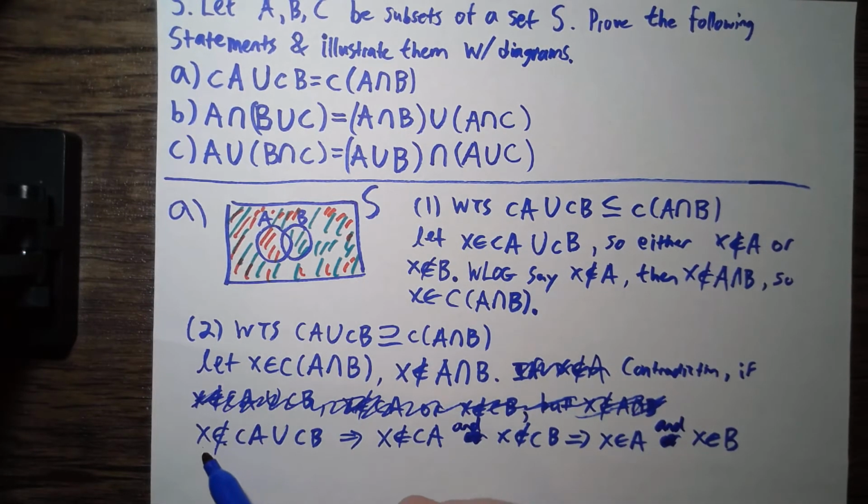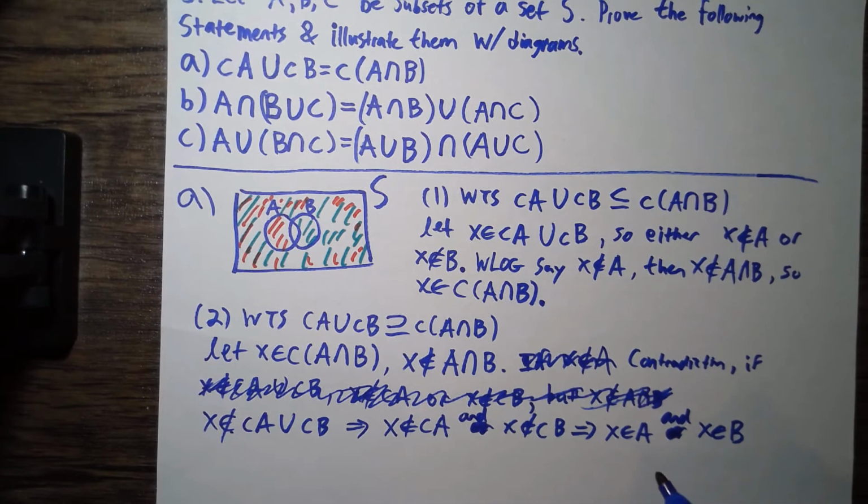So the reason being, if x is not in the union of these two, that means it can't be in the complement of A and it can't be in the complement of B, because if it were in either of these, then this would not be true. So this implies that x would have to be in A intersect B, but we said it's not in A intersect B, so that's the contradiction. So that's how you get this, or one way you can write this out.